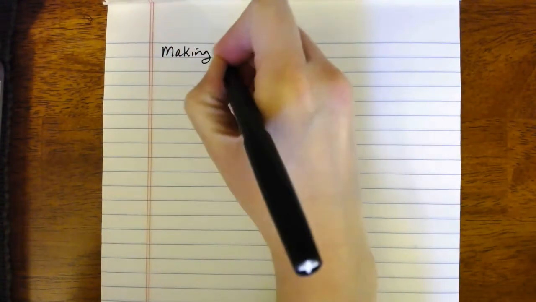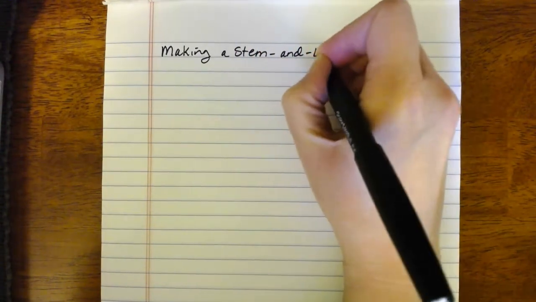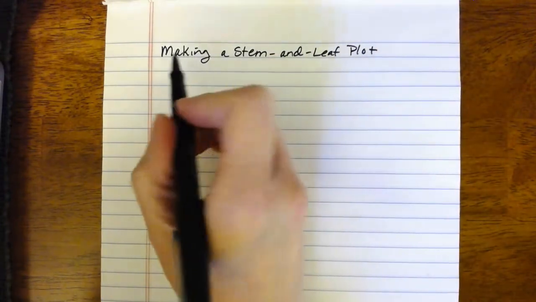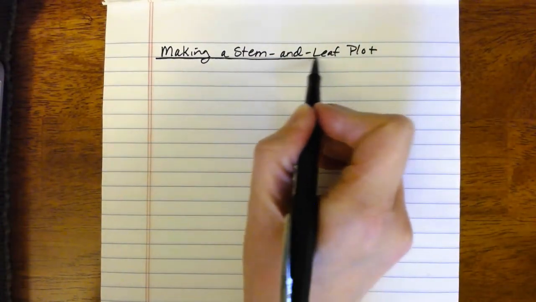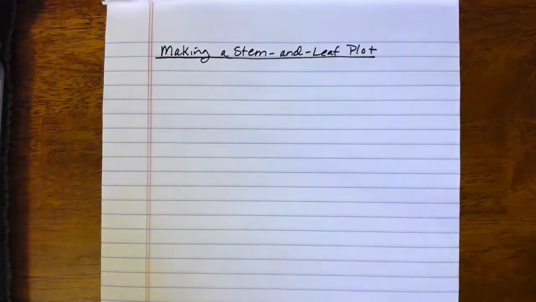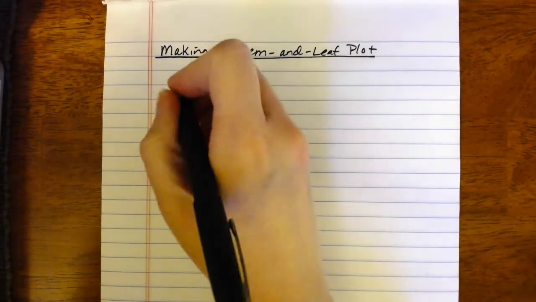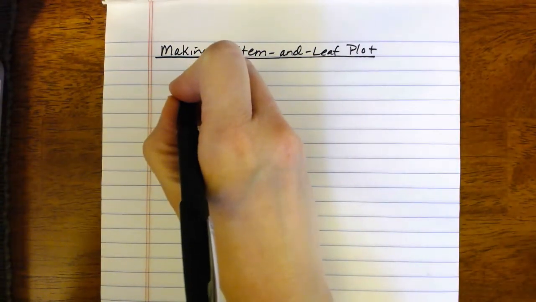In this video, we're going to be taking a look at how to make a stem and leaf plot, which is sometimes referred to as a stem and leaf display. And let me show you what one might look like really quickly.